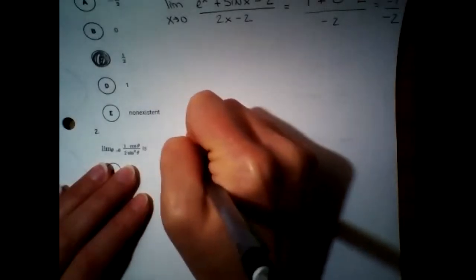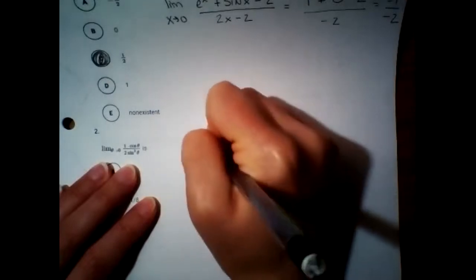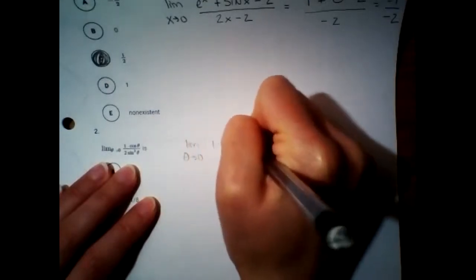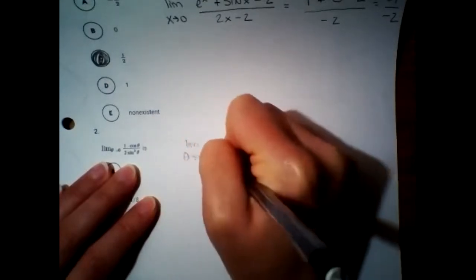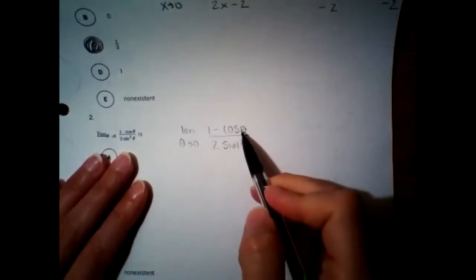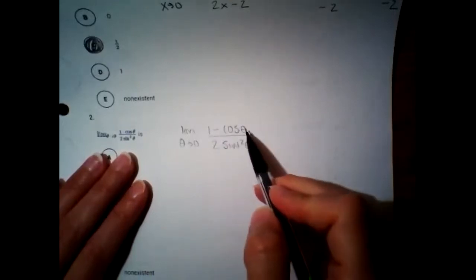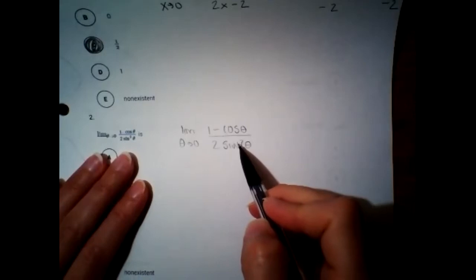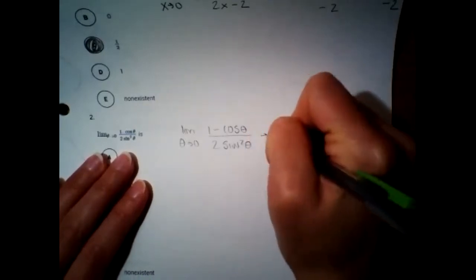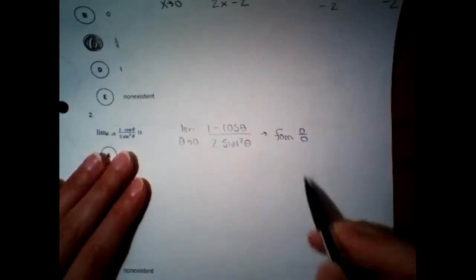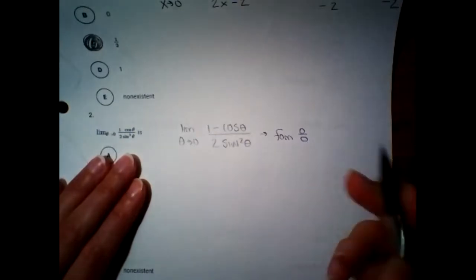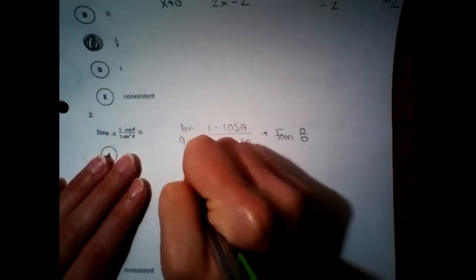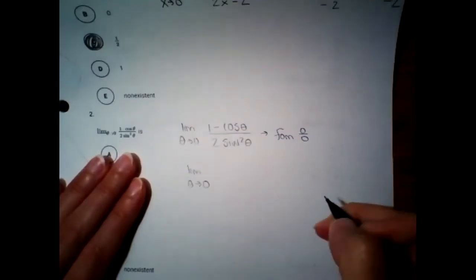All right, so this one's limit as theta goes to 0. Let me just write it a little bit larger here. 1 minus cosine of theta over 2 sine squared of theta. So if we plug in 0, again, cosine of 0 is 1. We're going to get 1 minus 1, which is 0. And then down here, sine of 0 is 0. So again, you just want to check that, because if it doesn't come out to that, then you can't do L'Hopital's rule.